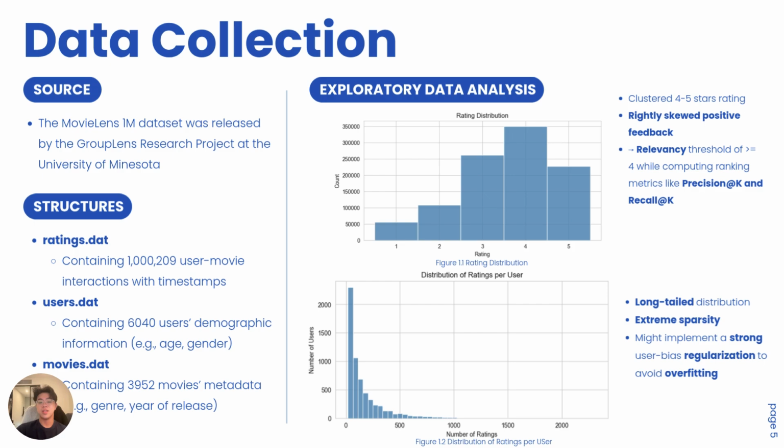So let's look a bit into the exploratory data analysis. In figure 1.1, we can see that over 57.7% of ratings are 4 and 5 stars, indicating right-skewed positive feedback. This tells us that most ratings cluster at the top, and we can decide on a relevancy threshold of greater than or equal to 4 while computing ranking metrics like precision at 10 and recall at 10. From figure 1.2, we can also see a long-tail distribution of ratings per user. This indicates extreme sparsity, and suggests that we have to implement strong user bias regularization to avoid overfitting.